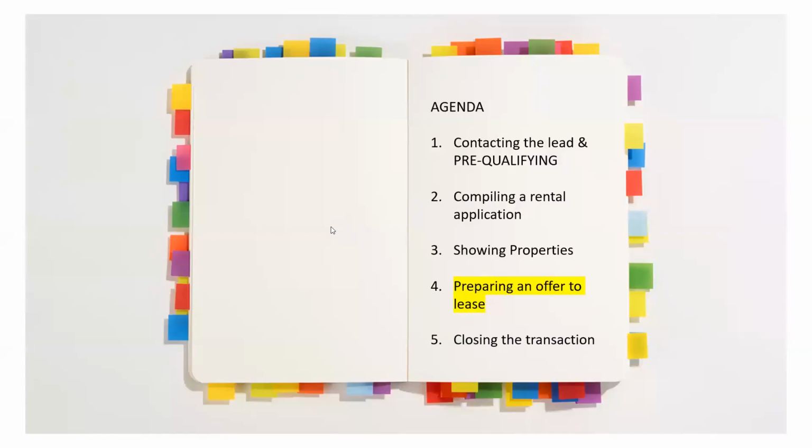All right. So once you have shown them a property, hopefully, as I said, they like something that you showed them and they do want to go ahead and prepare an offer to lease. So let's talk about that. And let's talk about the documents that are required. So of course, at this point, you're going to need the rental application from your client.